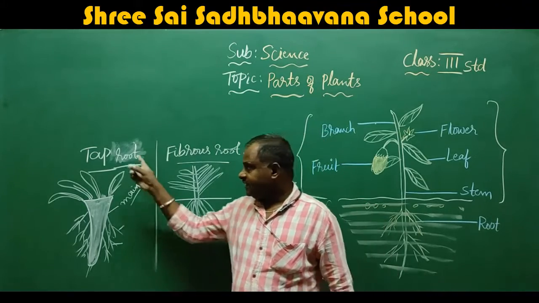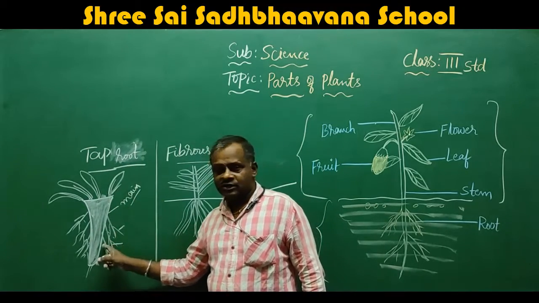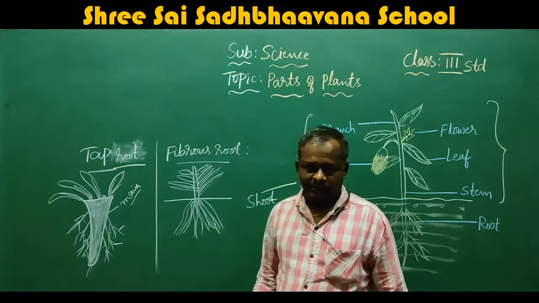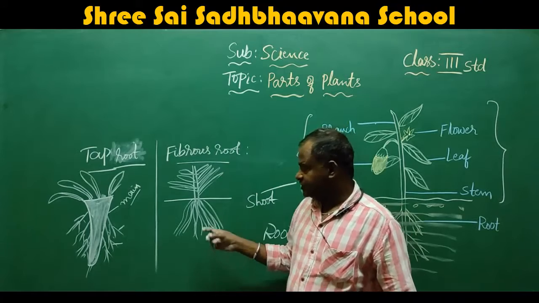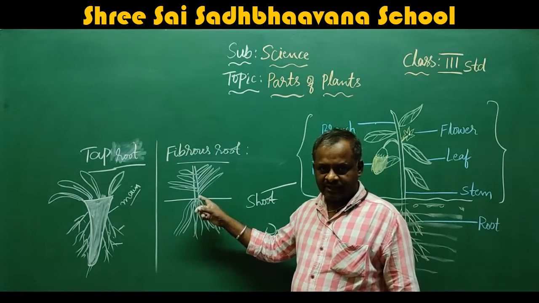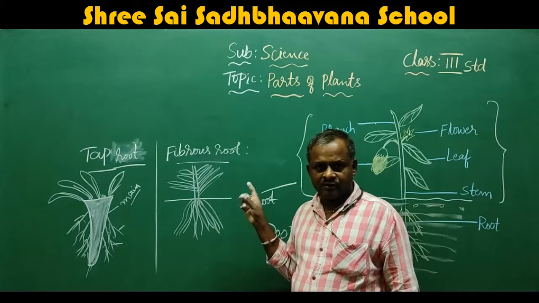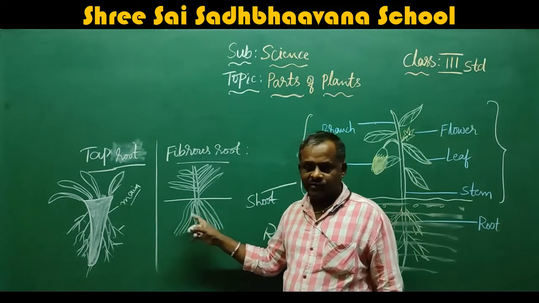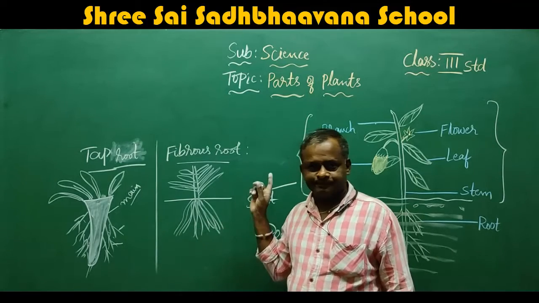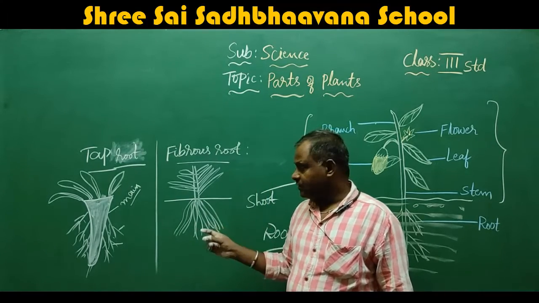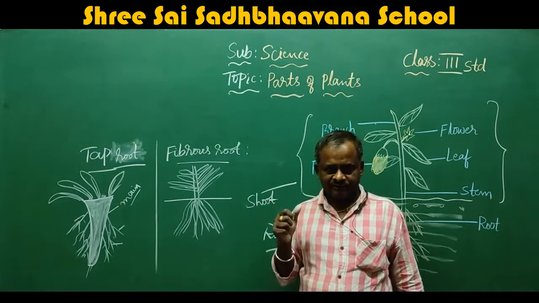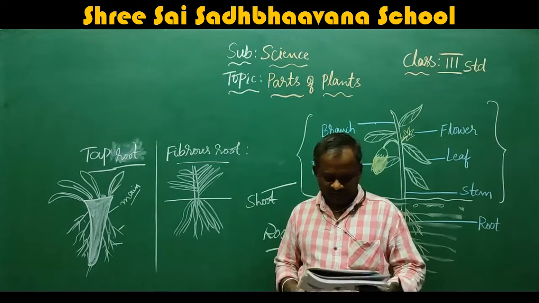Once again, I will explain. In the taproot system, there is one main root and small roots go from this main root. But here in the fibrous root system, all the roots start from the stem and all are the same in size. There is no small or big main root. Okay, you know very well what is the function of these roots. They will fix the plant to the ground.